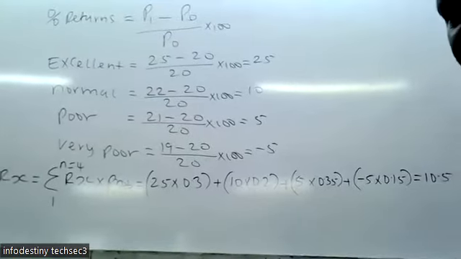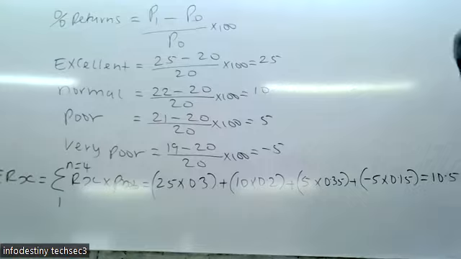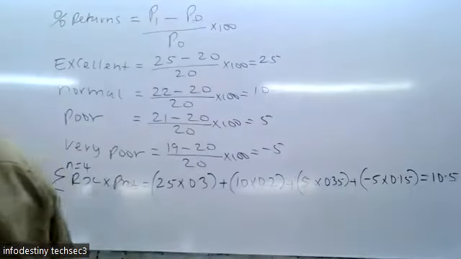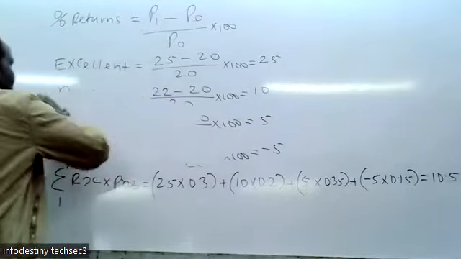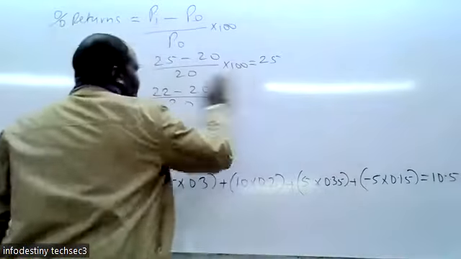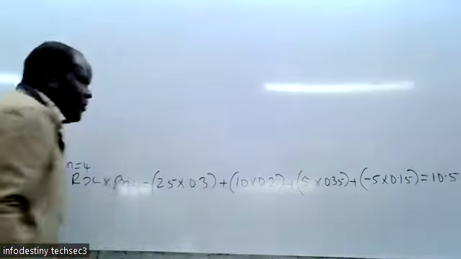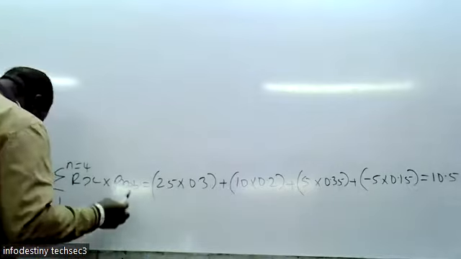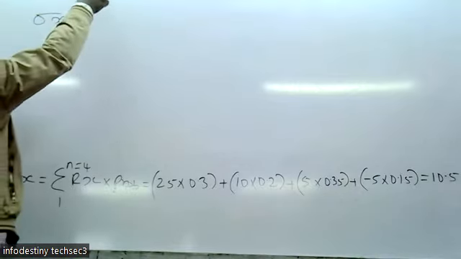Once you get the 10.5, now we go to the Roman letter 2, where we compute the standard deviation. How to calculate the standard deviation: you can now compute the standard deviation for x.